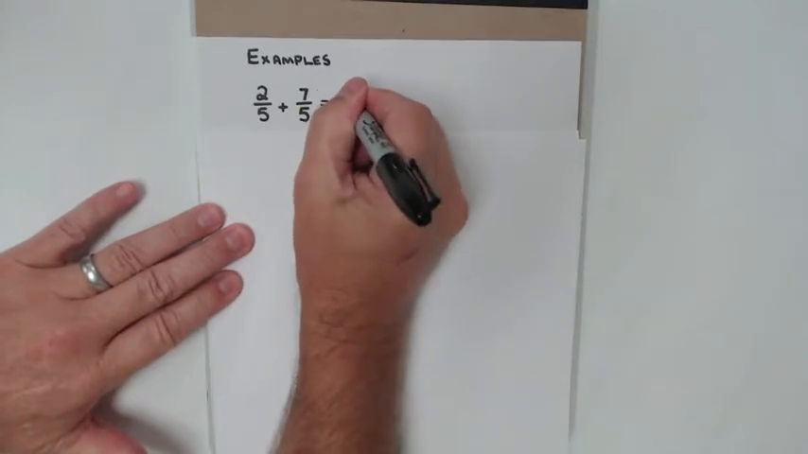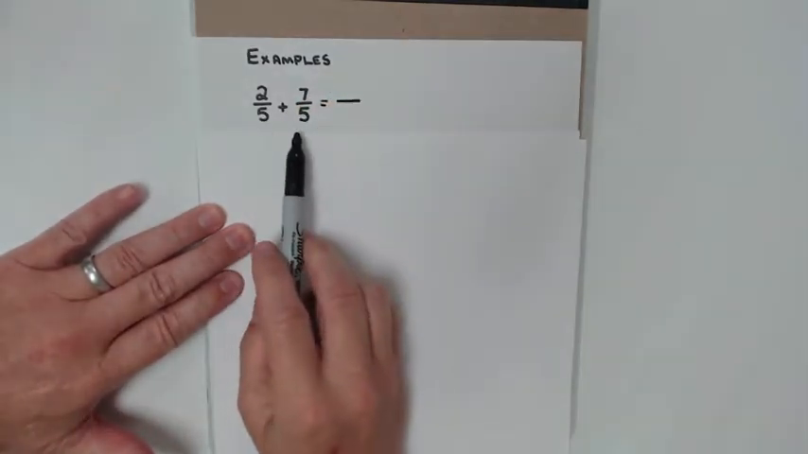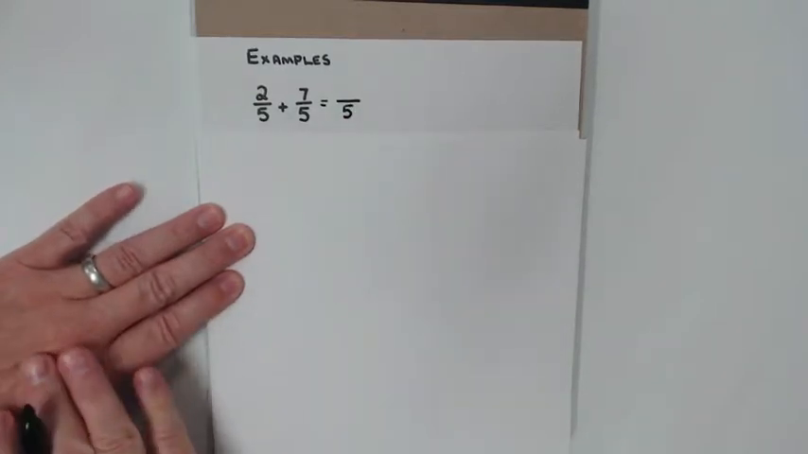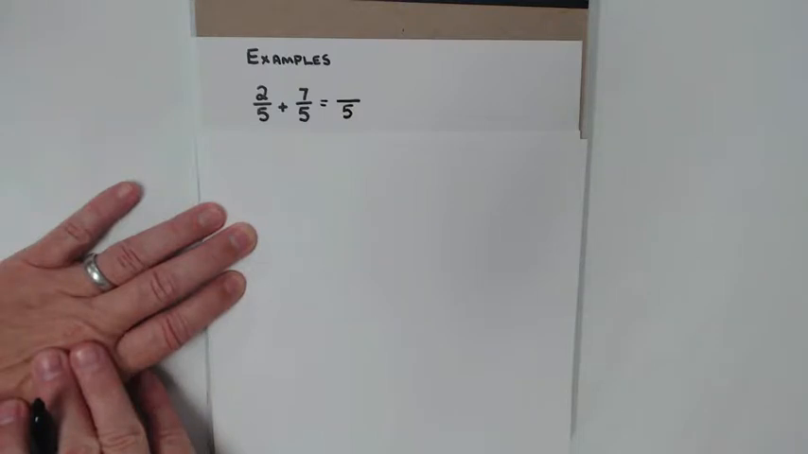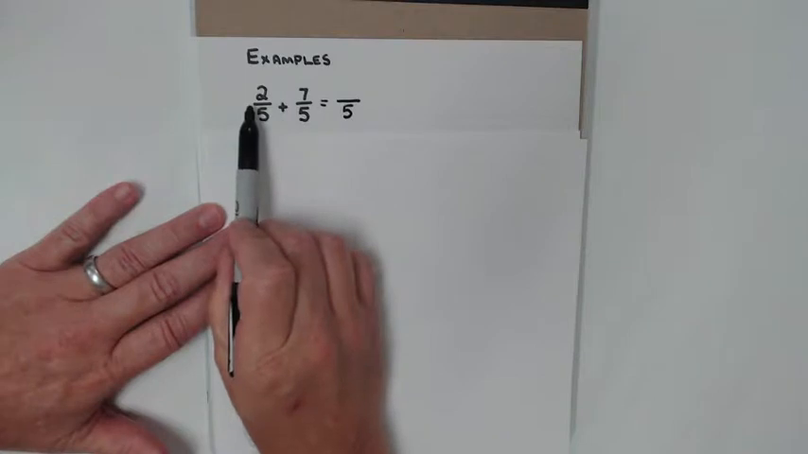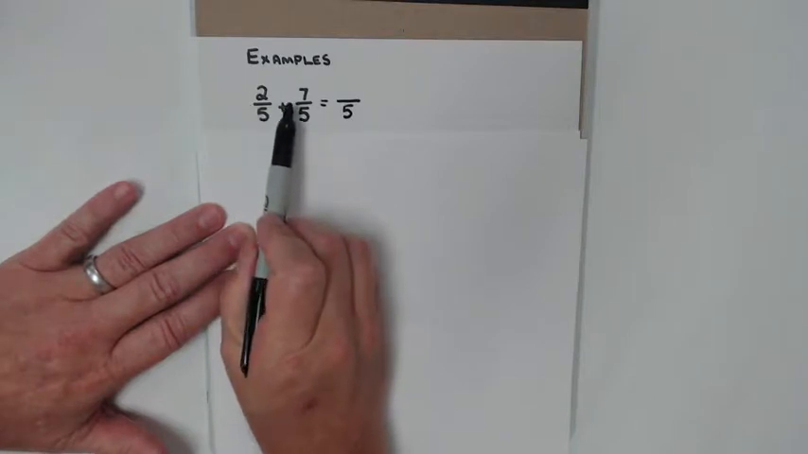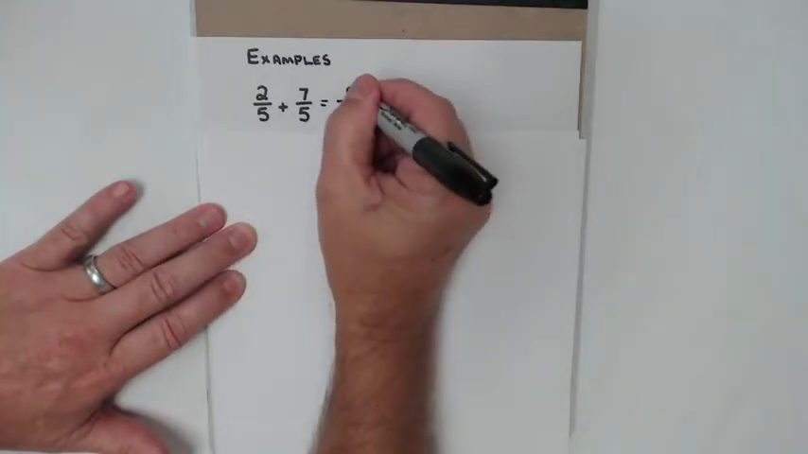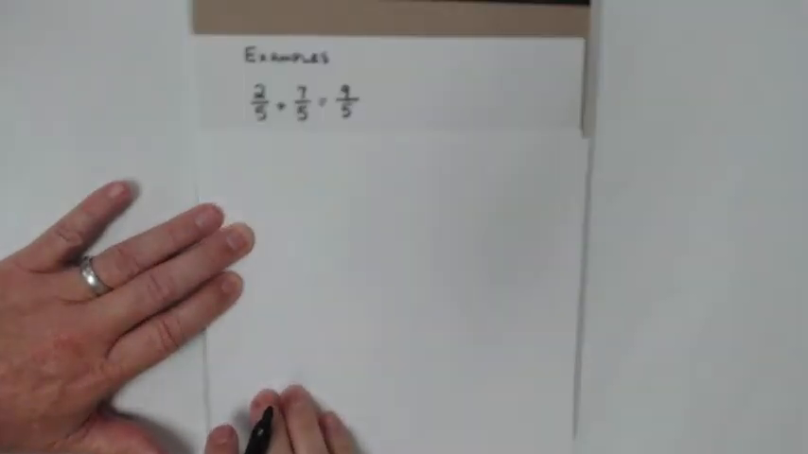Our first example is 2/5 plus 7/5. Like our rules say, I'm going to make a new fraction with this common denominator as my denominator in my answer. The next thing I do is simply combine these top numbers together. Both of these are positive. My rules say that when they're positive, I add them together and keep the sign. 2 plus 7 is 9.